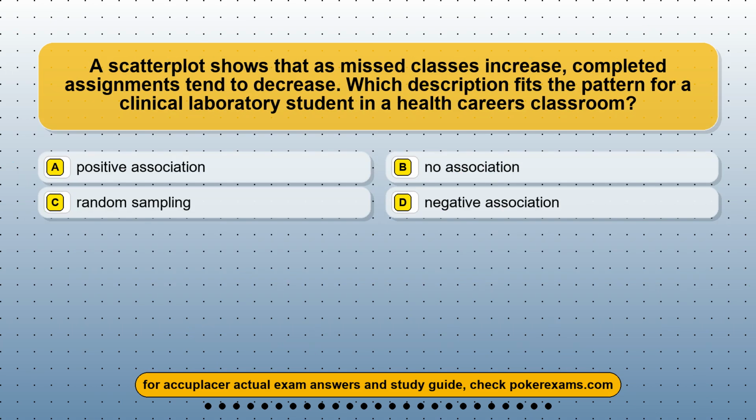Question 16. A scatterplot shows that as missed classes increase, completed assignments tend to decrease. Which description fits the pattern for a clinical laboratory student in a health careers classroom? Option A, positive association. Option B, no association. Option C, random sampling. Option D, negative association.